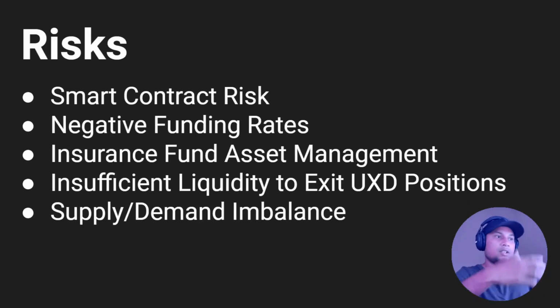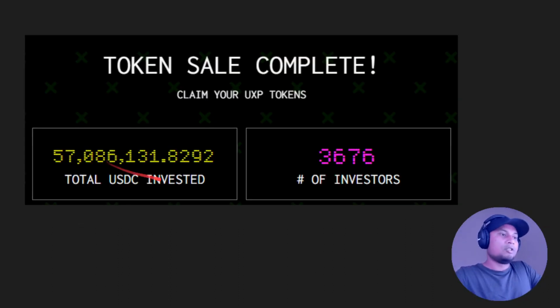But anyways, these are some of the risks that are there right now for you to know. And of course, there are unknown risks which could come out of nowhere, and this is the insurance fund that I was mentioning, that they acquired during their IDO of the UXP, their governance token. So people who participated in this IDO, there were 3,676 investors who got the UXP token, and they raised approximately 57 million, as you can see over here.